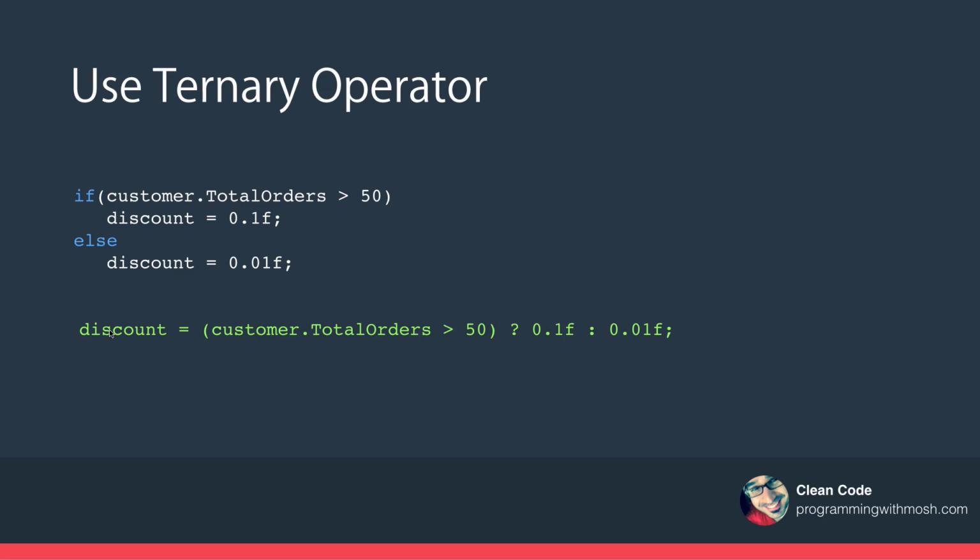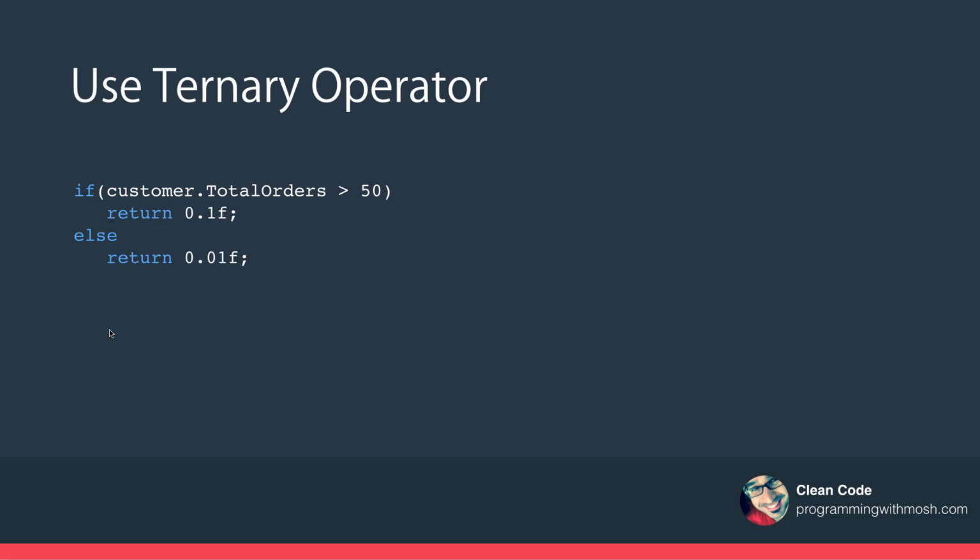Note that you don't always have to use the ternary operator to set variables. You can use them to return values from your methods. Here is an example. So if you want to return different values from a method depending on some kind of conditional statement, you can rewrite that expression with the ternary operator like here.